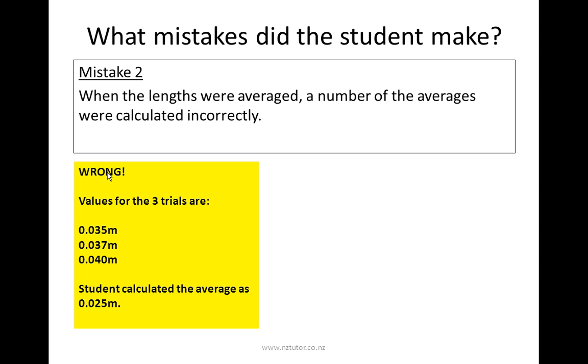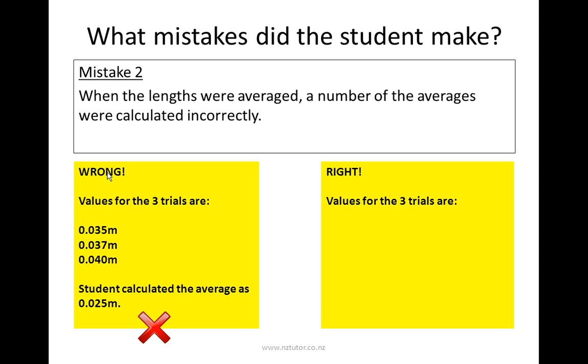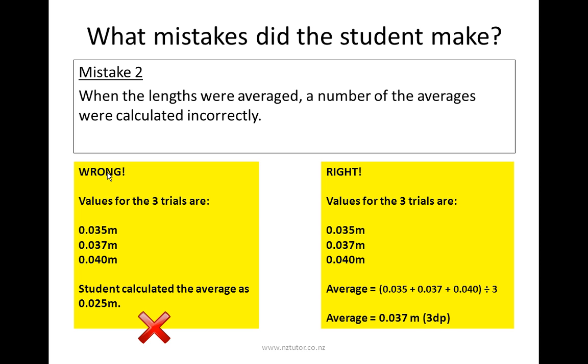So if we do that correctly, what we find is that if we use the same values for the three trials that the student used, if we do the average calculation correctly by adding those three numbers together and then dividing that total by 3, because there are three numbers, then the average works out at 0.037 meters. That's to 3 decimal places, which is much more accurate, and obviously it sits within those 3 numbers, so it's believable, it's plausible.